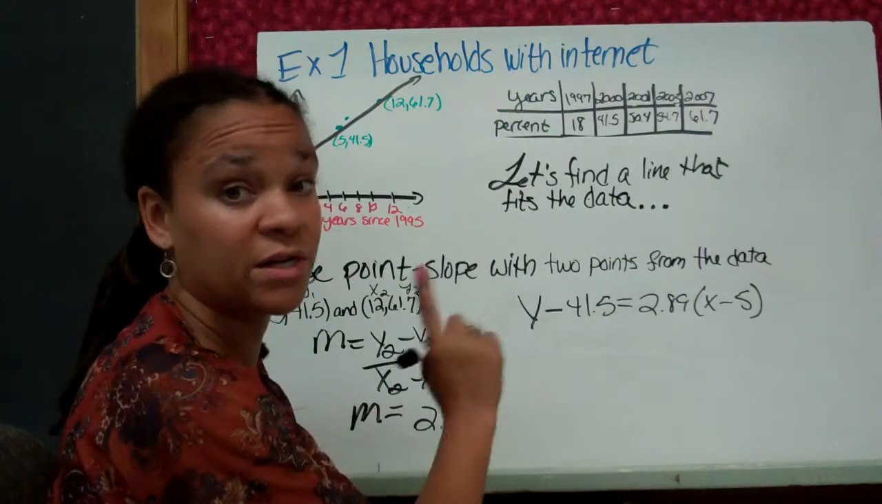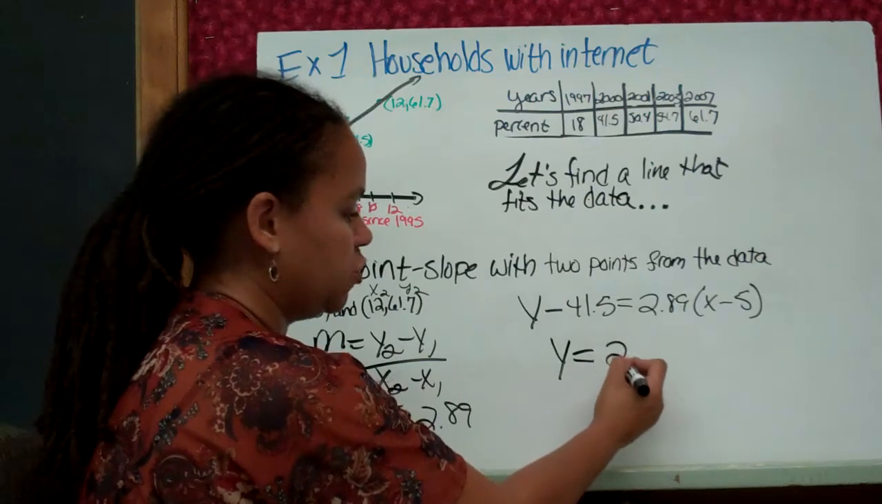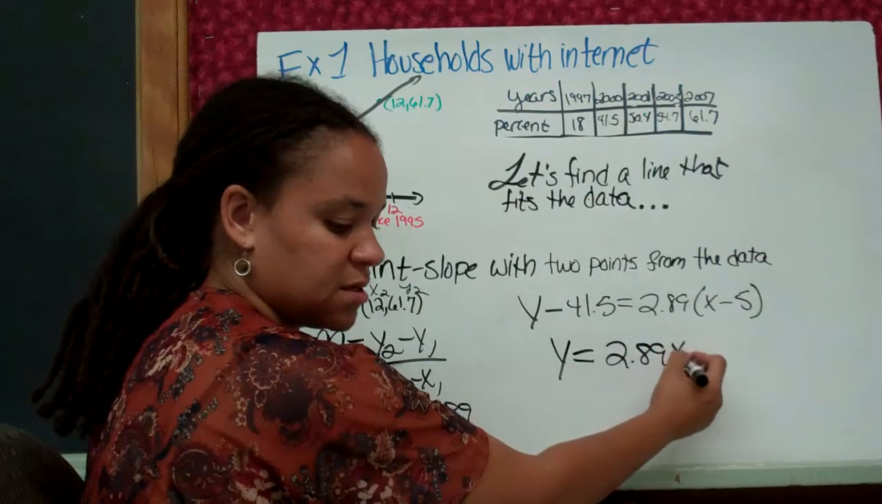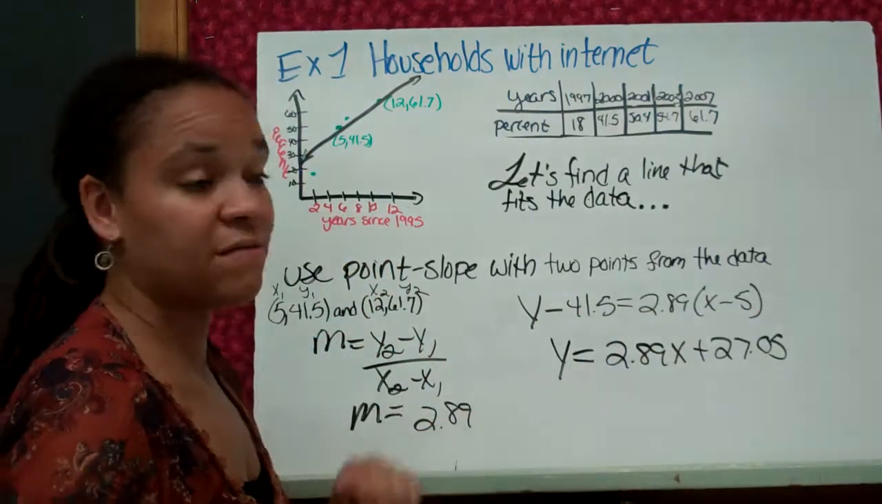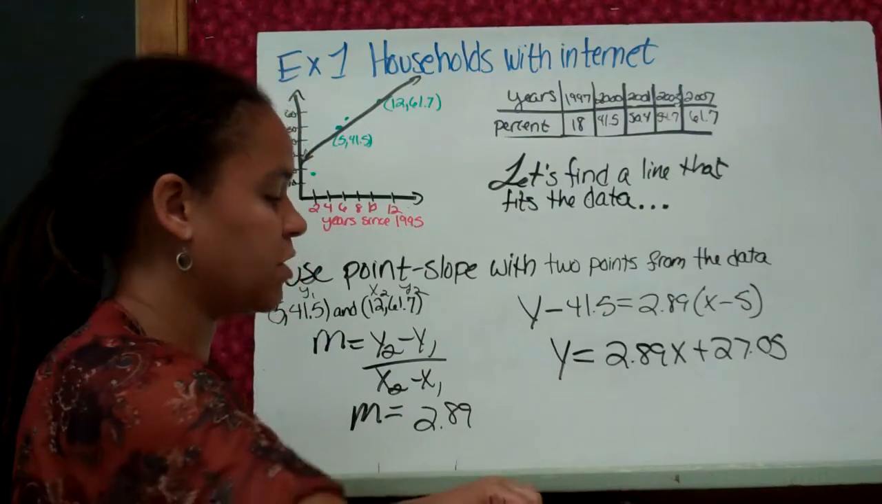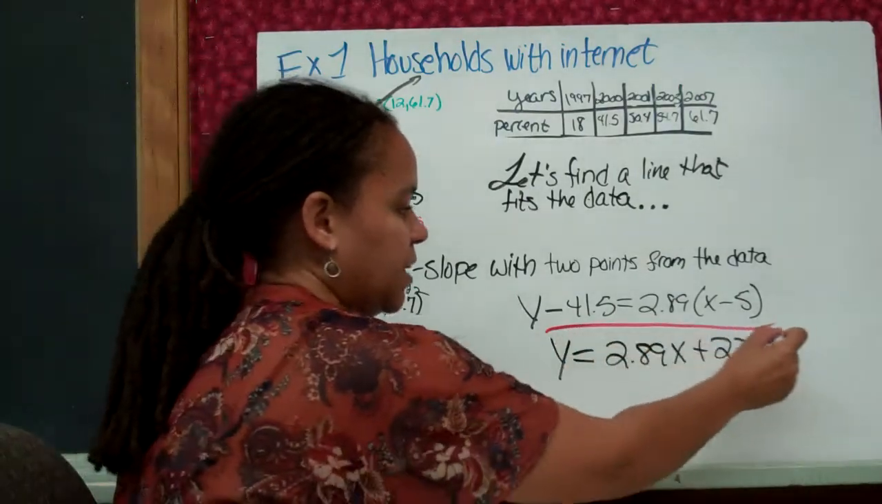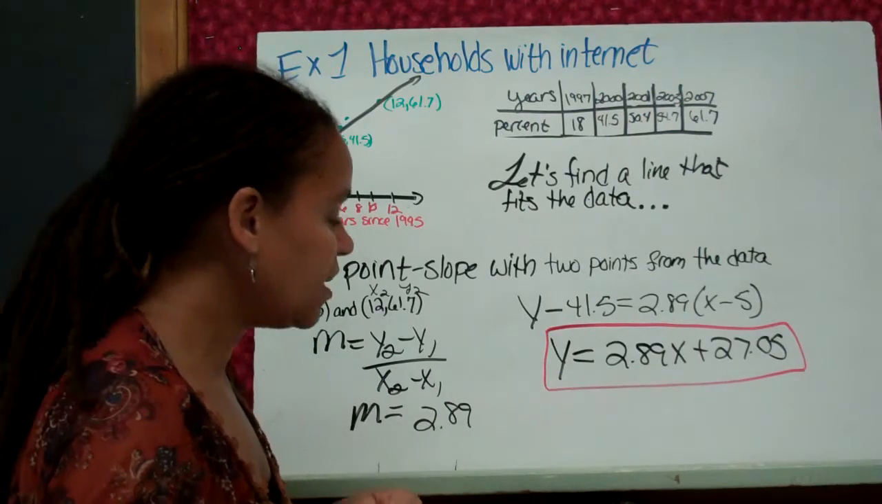Again, if you don't remember that, we already did a video on that. You can go back to it. But it should end up being y = 2.89x + 27.05. Now we have a line that we can predict with. We can use this to predict later years. That's the beauty of finding a linear regression. It can be used to find information for later.